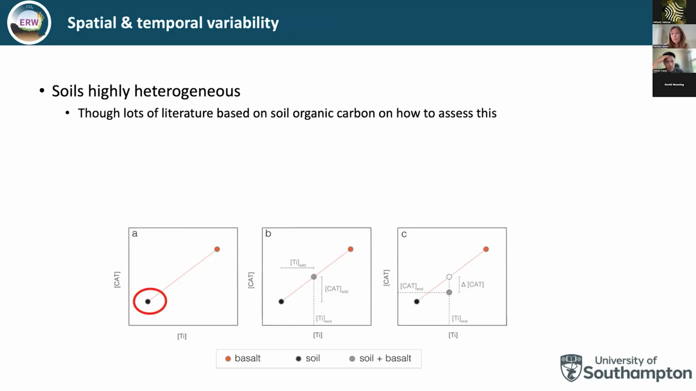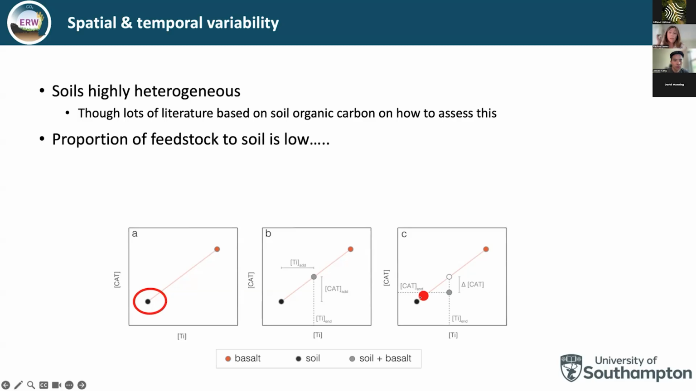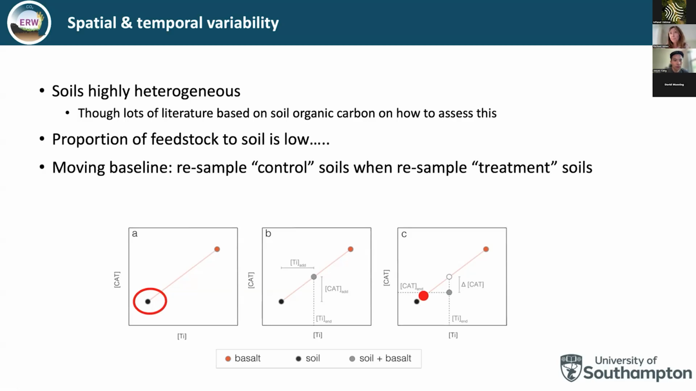It's not simple to resolve. And the other thing is that in this diagram here, it looks like you've got a lot of feedstock relative to the soil. That's not the case, generally speaking. We're actually working at this end of the spectrum, right down here where this red blob is. So that makes resolving things tricky.